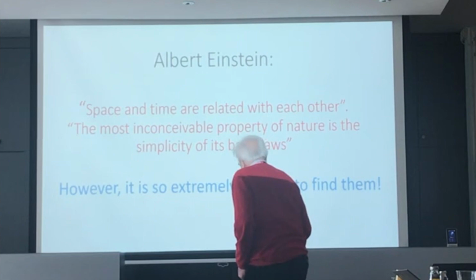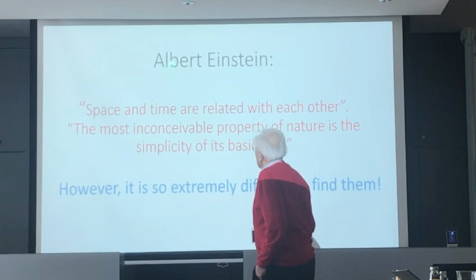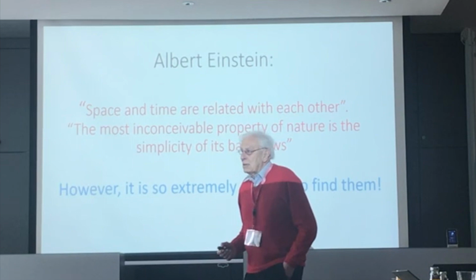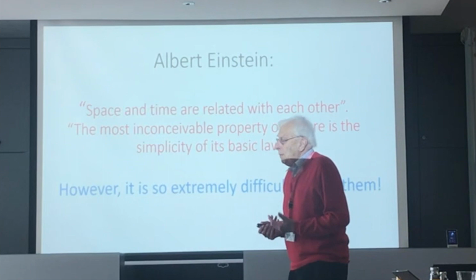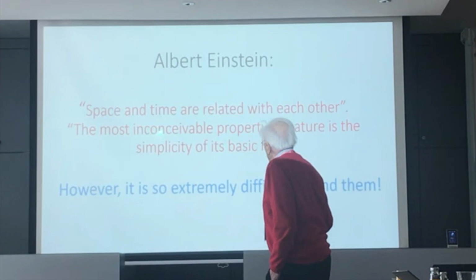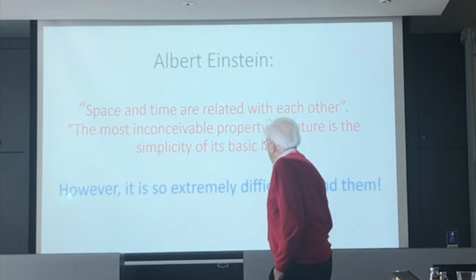And why did I use it? Because whatever I said to you goes back to the idea of Albert Einstein that space and time are related with each other. That means there is no absolute time, and the time is related with this space. He also said the most inconceivable property of nature is the simplicity of its basic laws. And now I added, however, it is so extremely difficult to find them.